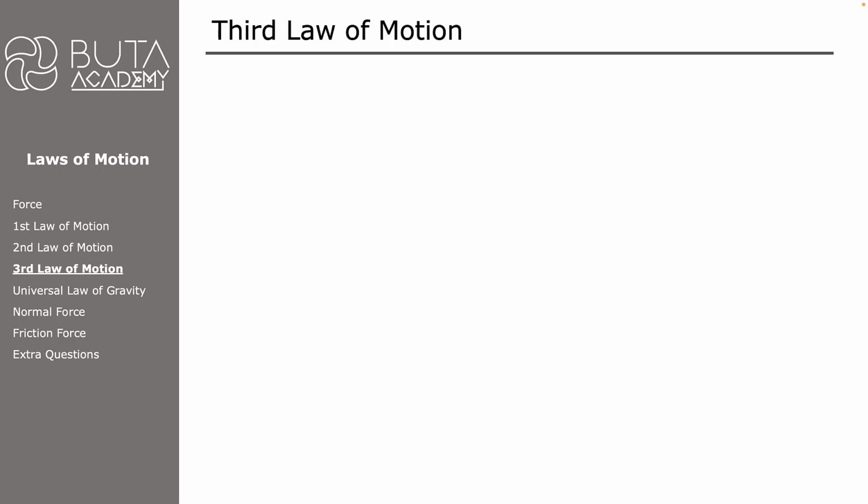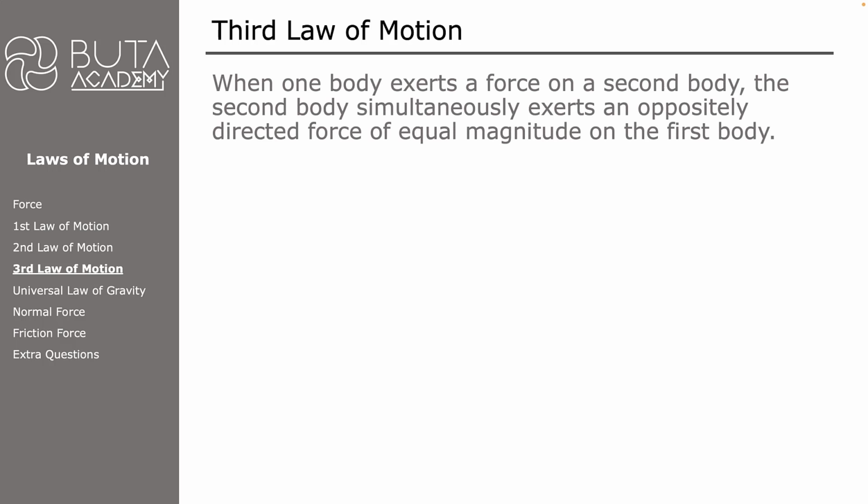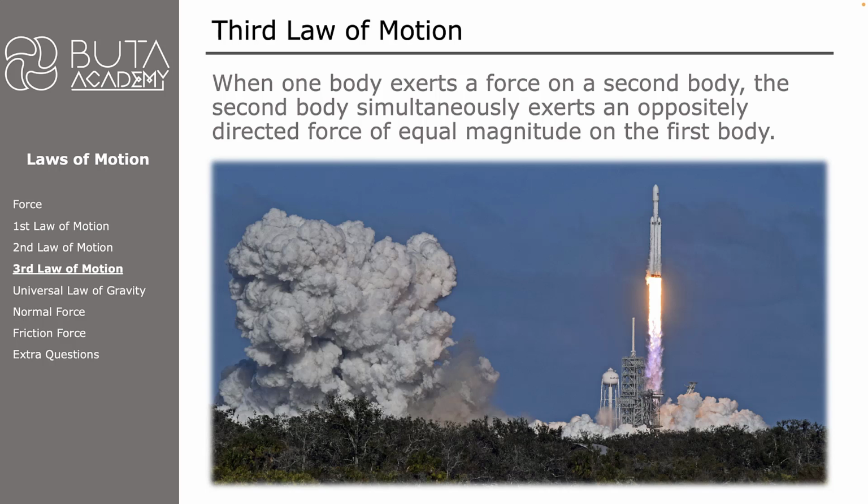According to the third law of motion, when one body exerts a force on a second one, the second body simultaneously exerts an oppositely directed force of equal magnitude on the first body. In the image on the screen, we can see the launching of a rocket to the sky. The engine of the rocket produces hot exhaust gases which flow out of the back of the engine. In reaction, these gases produce a thrusting force in the opposite direction. That's how a rocket can move upwards.